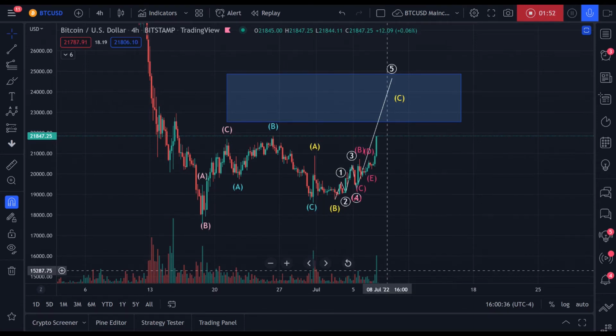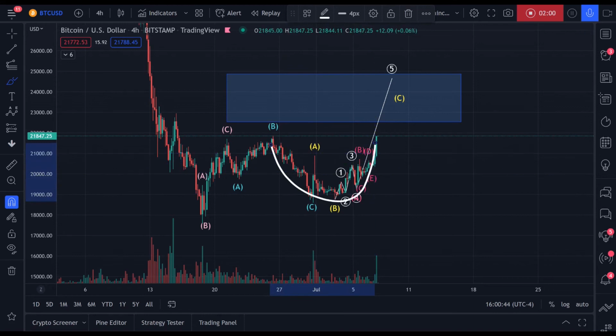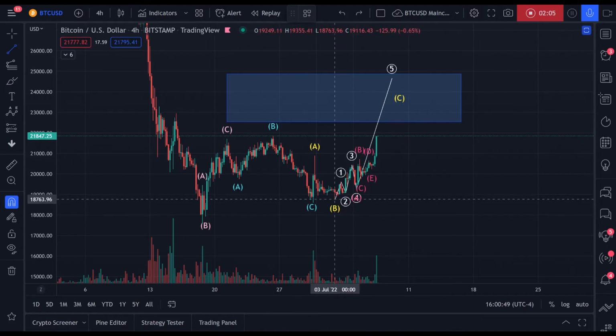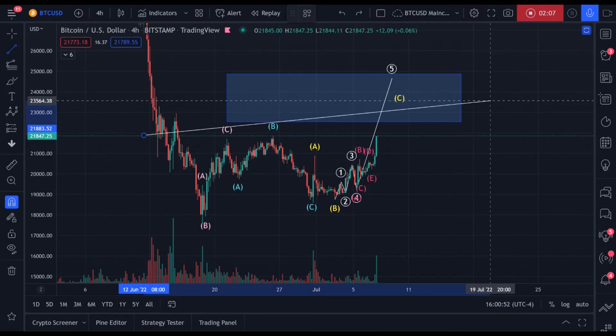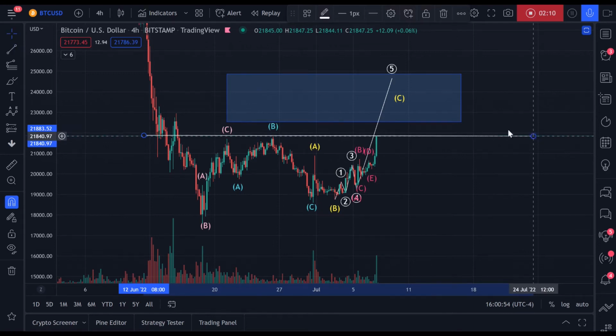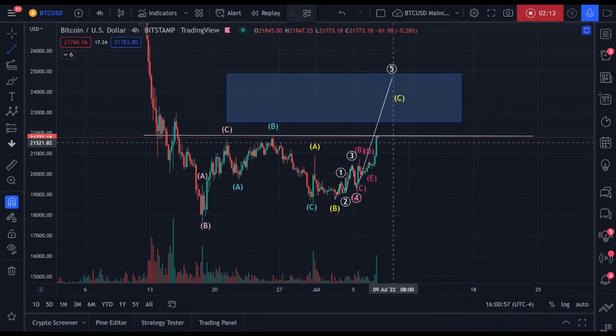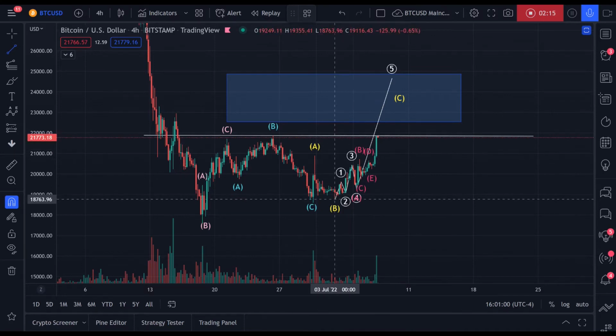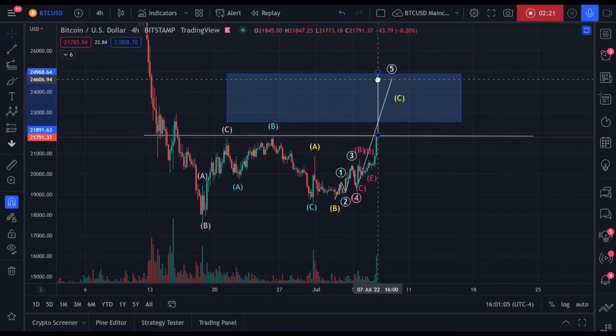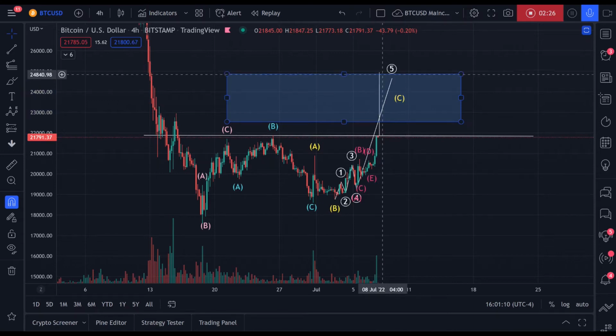Now, I also have this pattern, this structure right here, this bowl that I can take the measurement of. So first, let's put this neckline here, which is a very clear neckline, which we are at right now. So you just got some rejection off of it. And from the bottom of this bowl to the top, and then superimposed from the neckline, you see that we would just hit the top of the box.